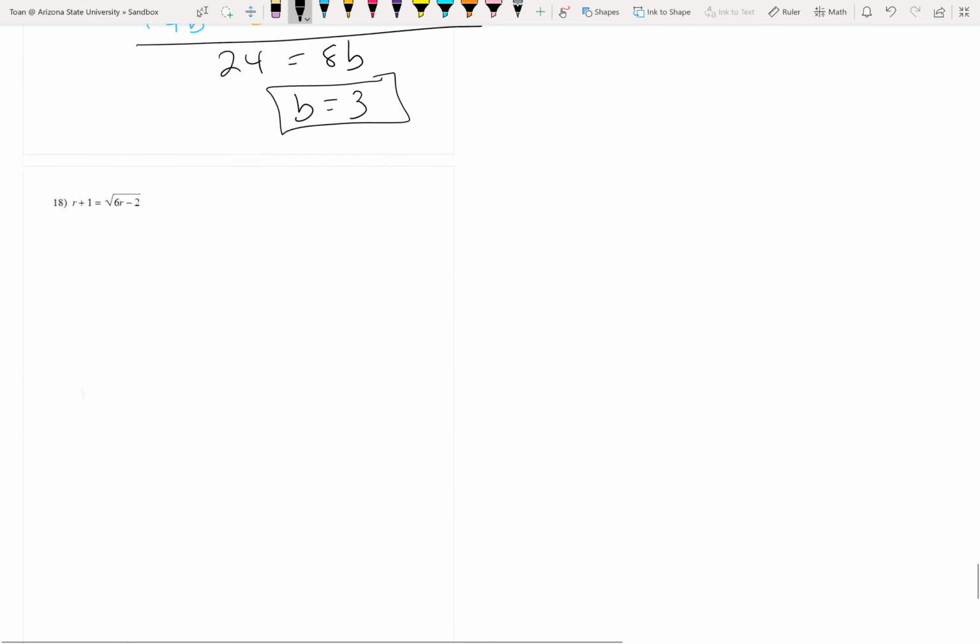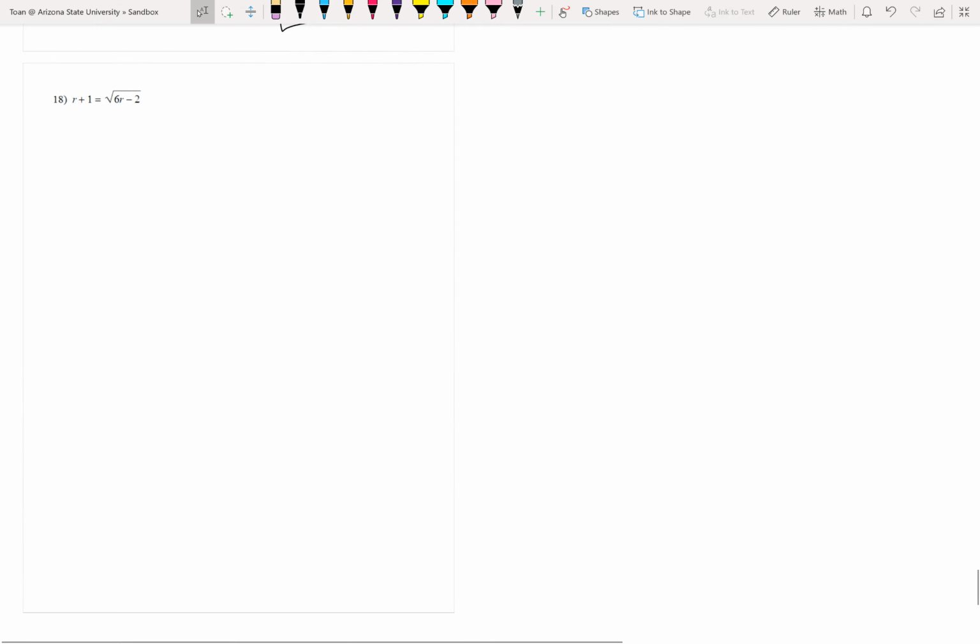Last but not least, a radical equation. So the idea is, just like with the absolute values, if your problem has any special symbols, you want to get the special symbol by itself first. In this particular instance, the radical is already by itself, so we can go ahead and get rid of it. The opposite of a square root is a square, so we're going to square both sides.